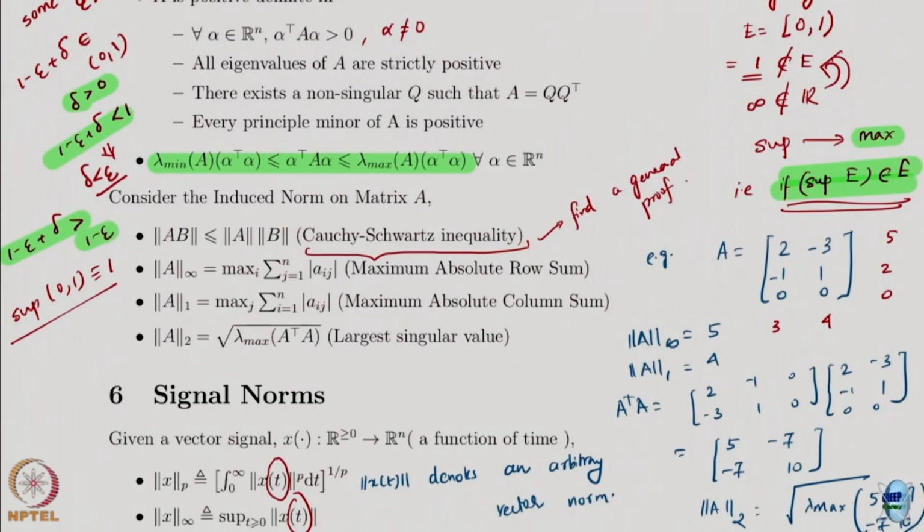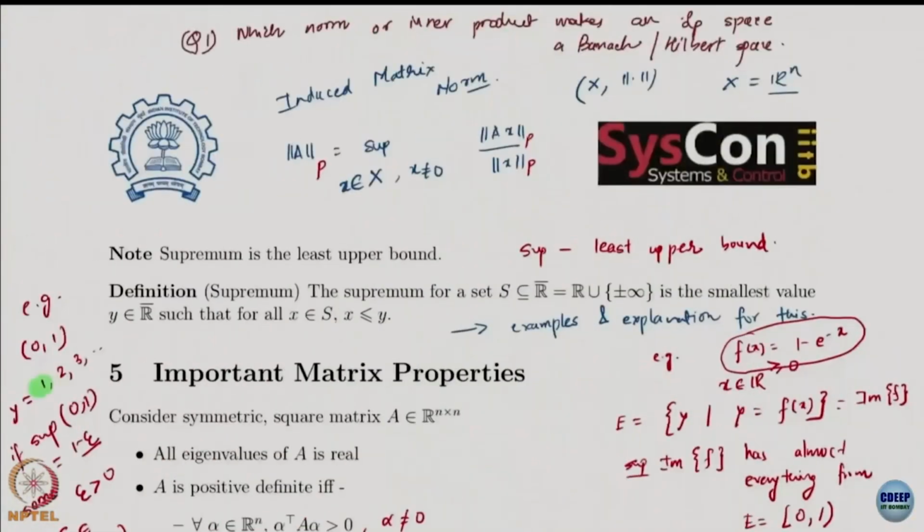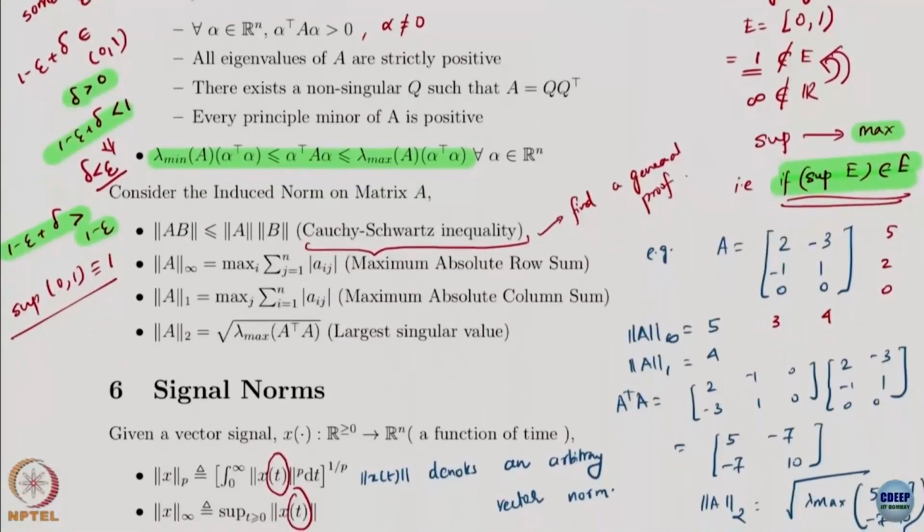And then you have the Cauchy-Schwarz inequality. I have said find a general proof, but actually the general proof is here, so we will look at that later very quickly. The Cauchy-Schwarz inequality is a general inequality for all norms, and obviously it is valid also for matrix induced norms. Matrix induced norm is also a valid norm.